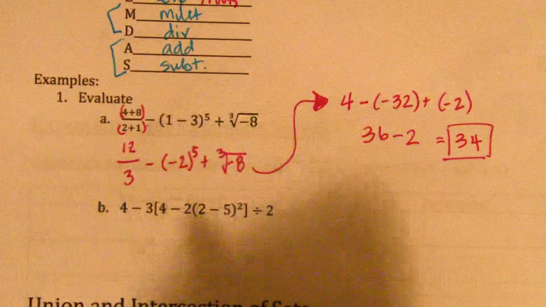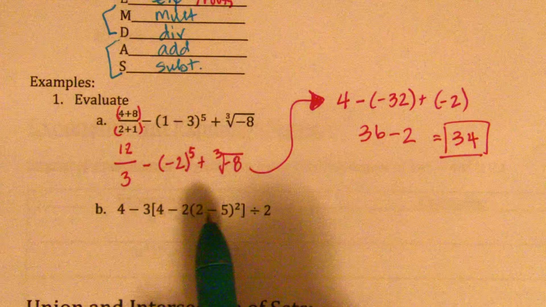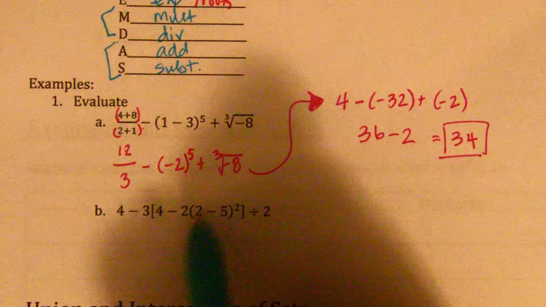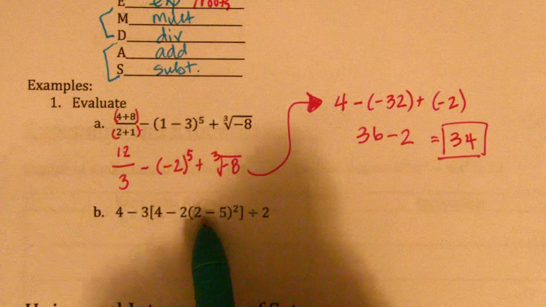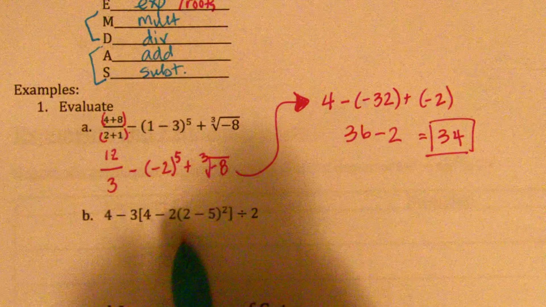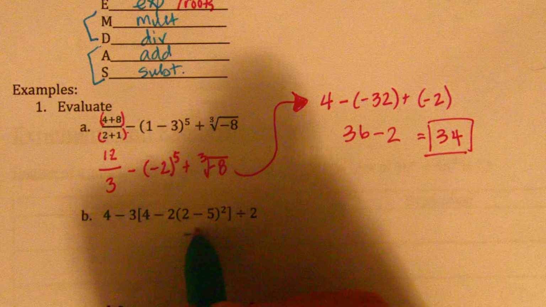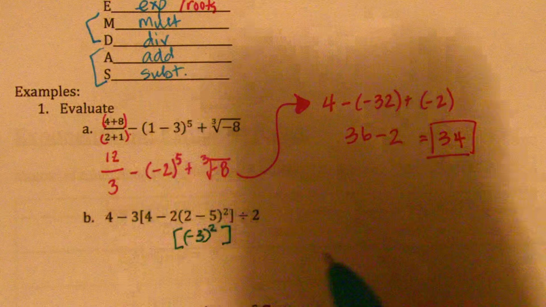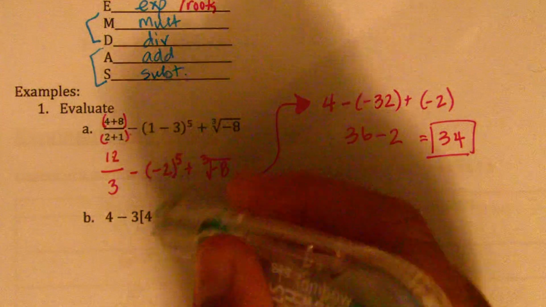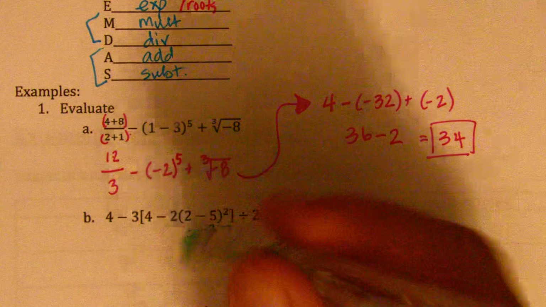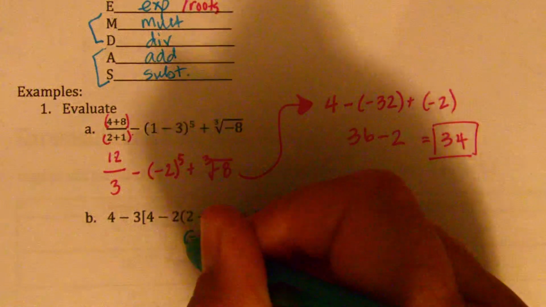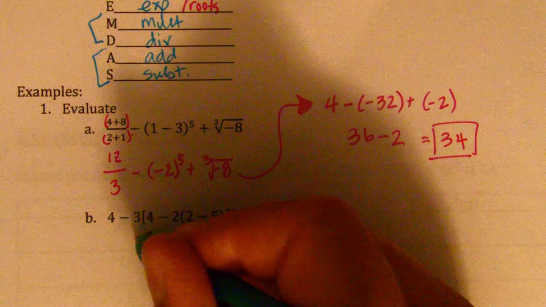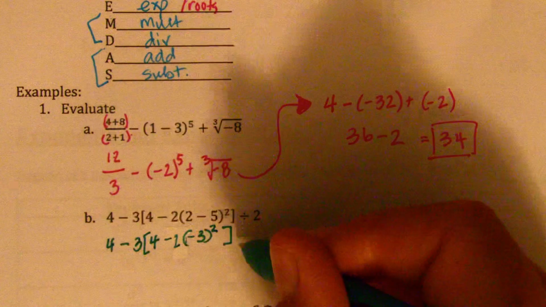Here I have multiple sets of grouping symbols, so we want to work on the most inside first. So the most inside set of parentheses I have here is right here, and then working outwards, I have a set of brackets here. So 2 minus 5 is negative 3 squared, and then just kind of bringing everything else down here. That parenthesis, I have that 2. And I'm really just bringing the rest of this down for now. I'm working on the most inside part first.